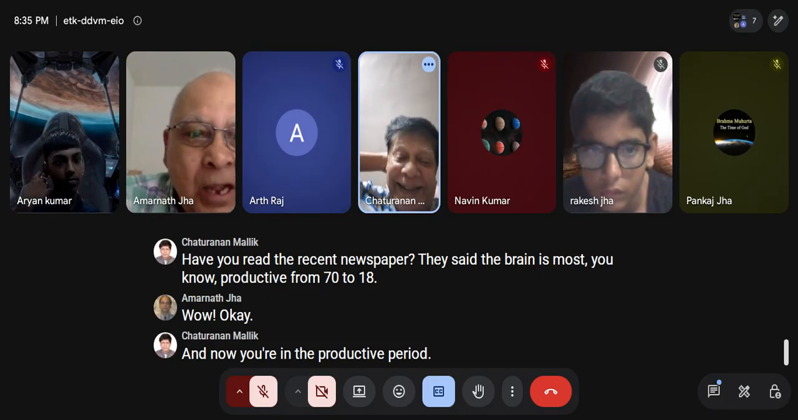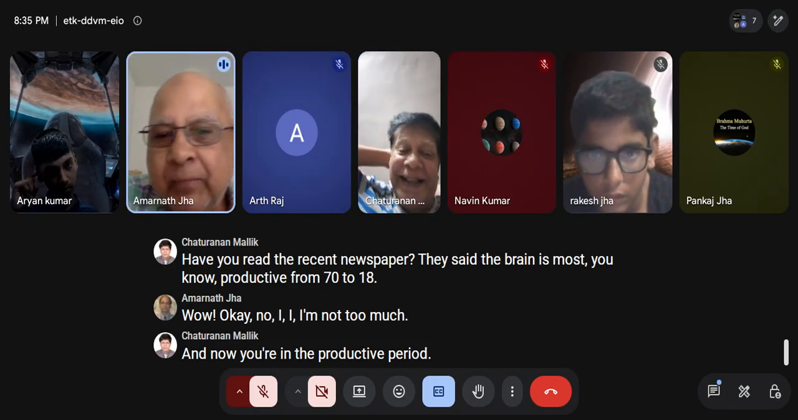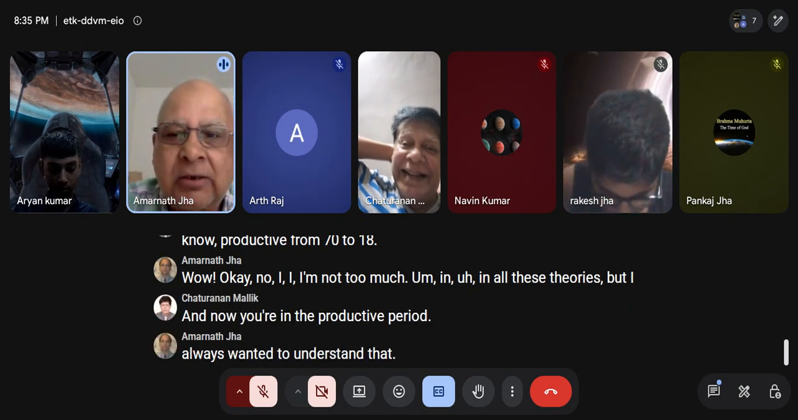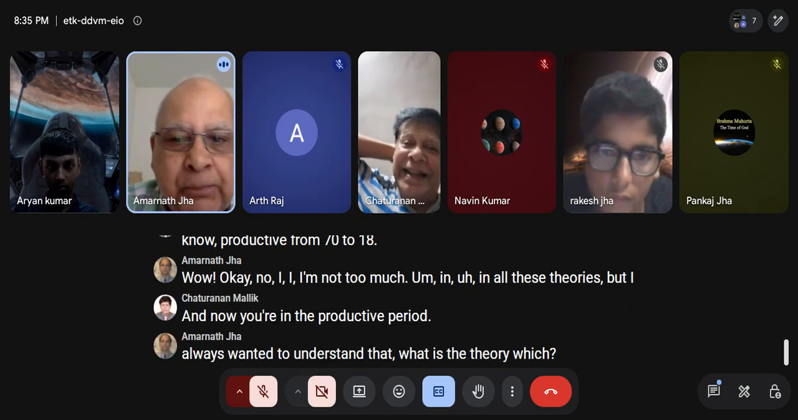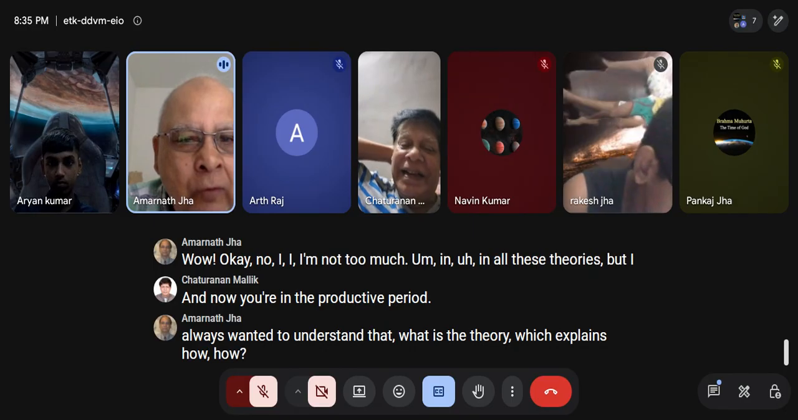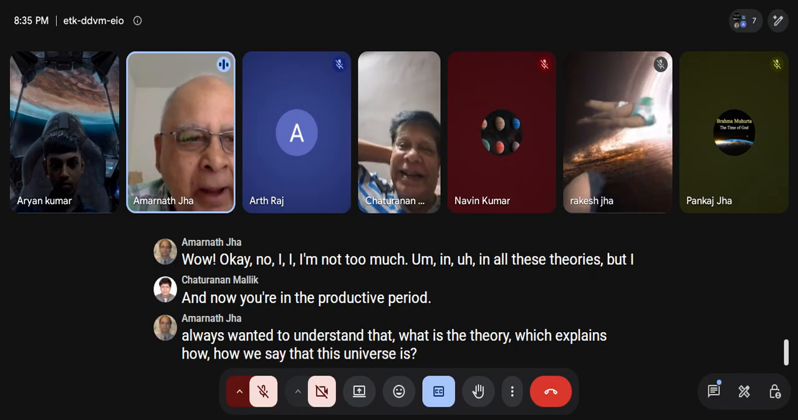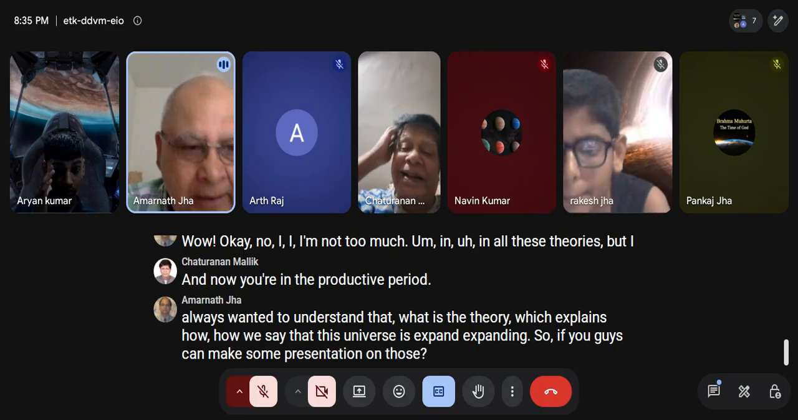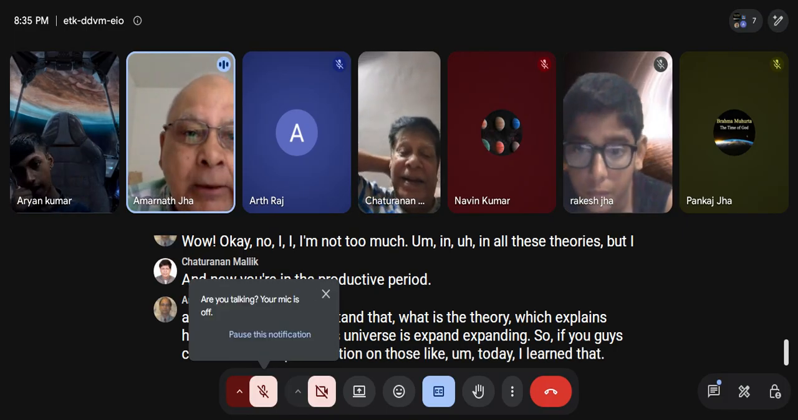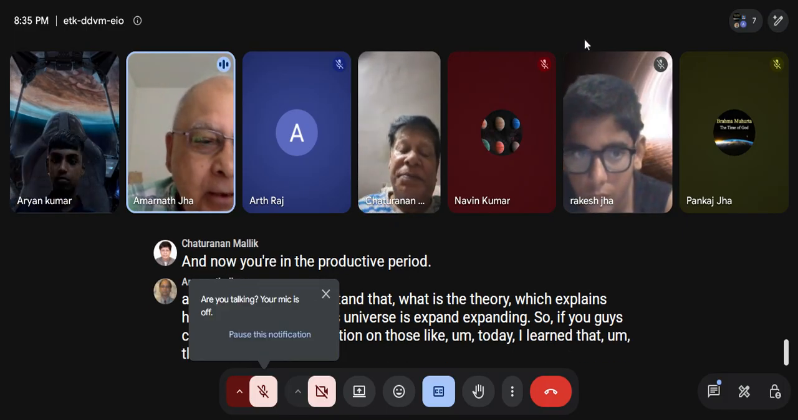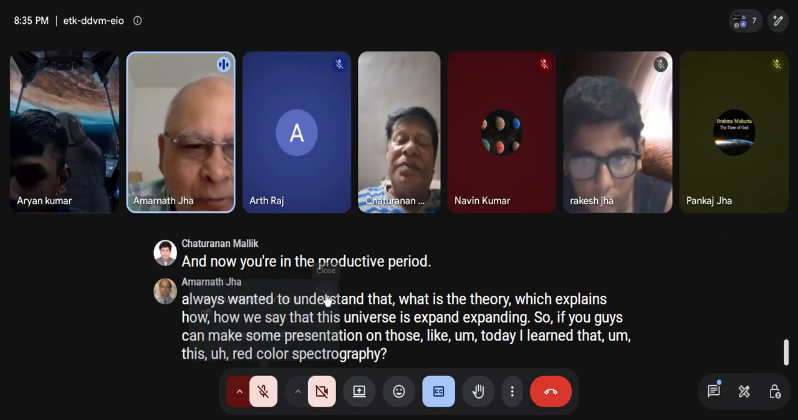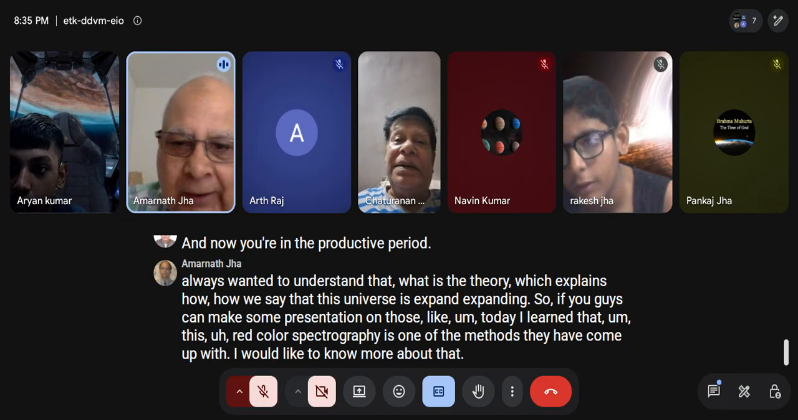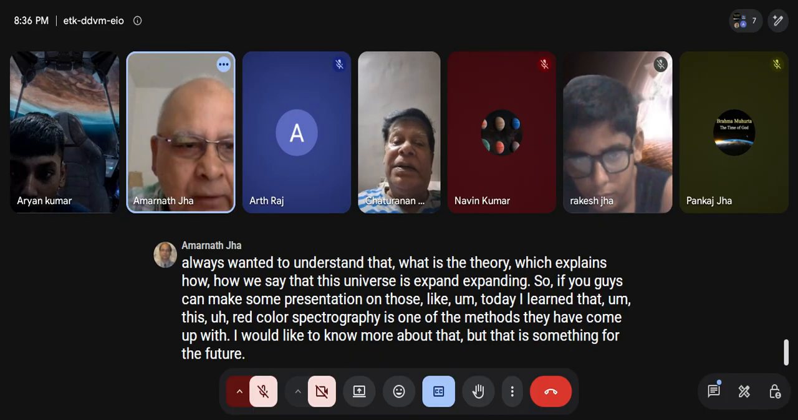I'm not too much into all these theories, but I always wanted to understand the theory which explains how we say that this universe is expanding. If you guys can make some presentation on that, like today I learned that this red color spectrography is one of the methods they have come up with. I would like to know more about that, but that is something for the future.